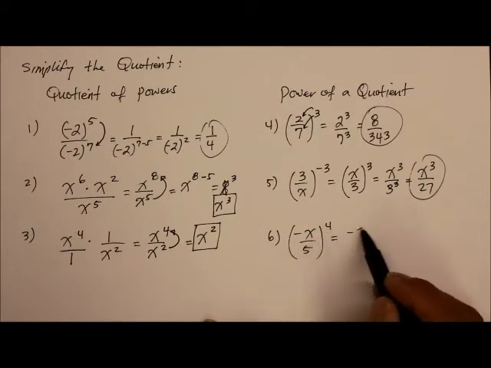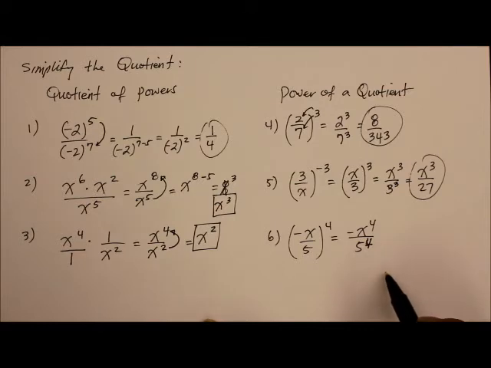Negative x to the fourth and 5 to the fourth. And we'll let somebody with the calculator figure this one out.